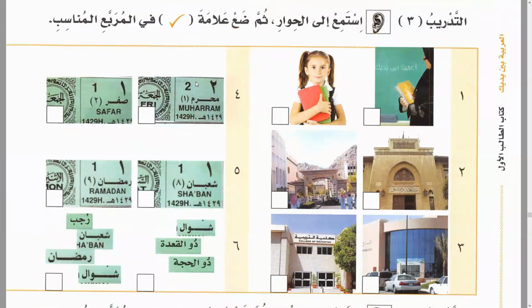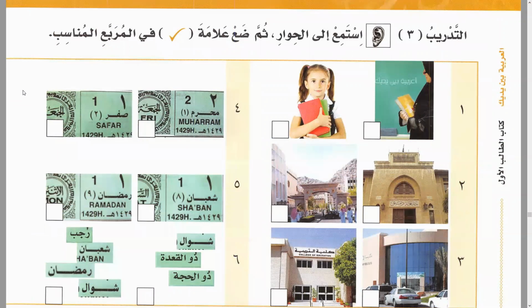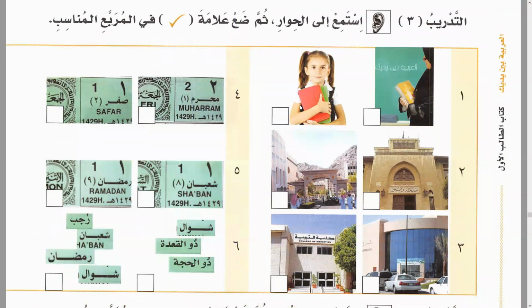Next one is a similar one. All audio based exercises. Listen to the dialogue, then put a check mark in the appropriate box. Third exercise. Listen to the dialogue, then put a check mark in the appropriate box. 1. Okay, so they have a dialogue here. We have to choose the appropriate box.